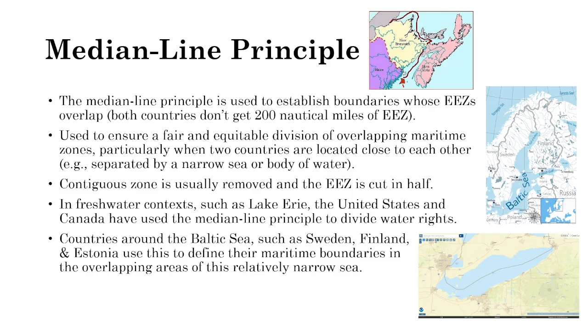So you see these narrow bodies of water between countries, and you don't get 400 nautical miles between the countries. So they just cut the EEZs in half so they're equitable for each country surrounding that sea or lake or other body of water here.